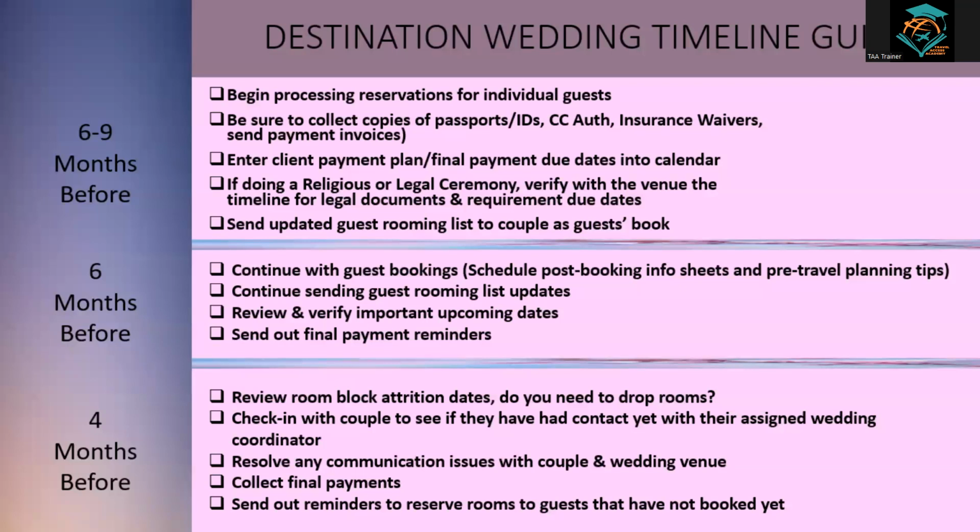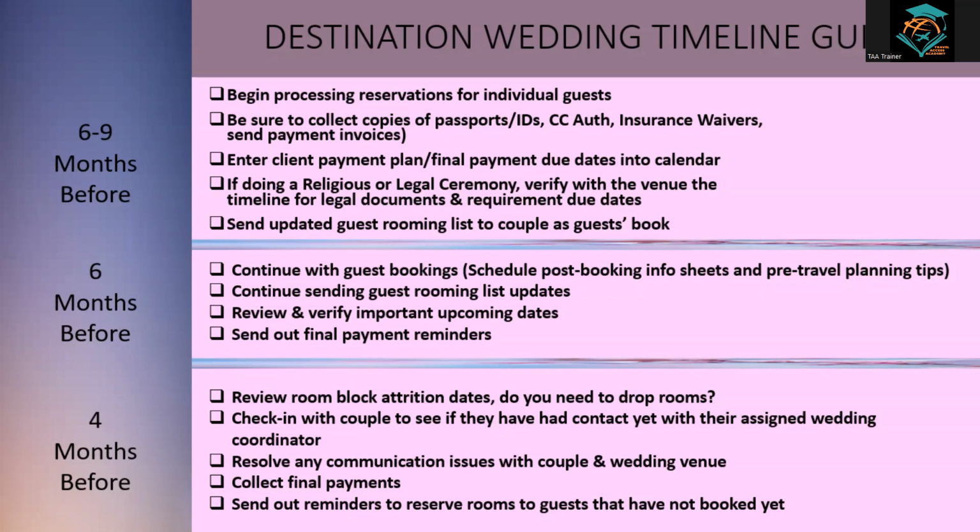Now 6 months, we're getting down. Continue with the guest bookings. You're going to schedule post-booking info sheets and pre-travel planning tips. This is a suggestion, this is what I do, and I can show you an example of that later on. Continue sending guest rooming list updates, and review and verify important upcoming dates. So you're going to look at, what are the attrition dates coming up? When do you need to drop rooms? That kind of stuff. Send out final payment reminders.